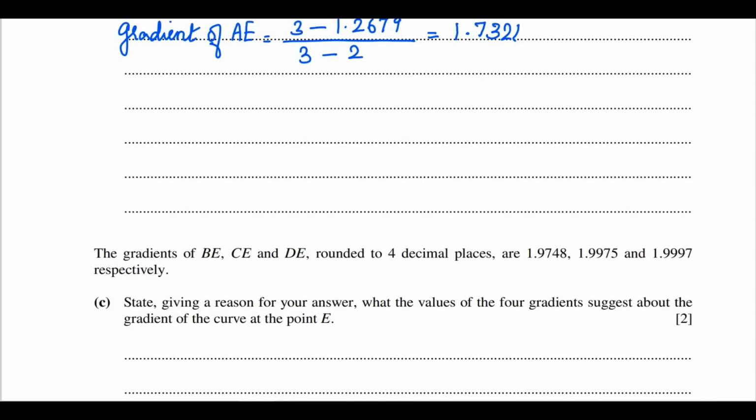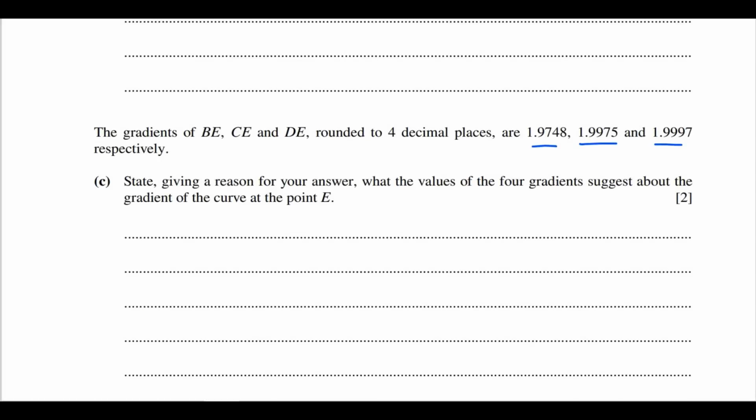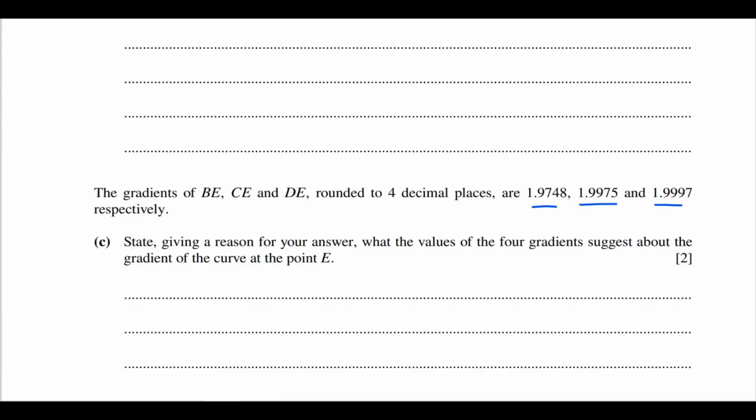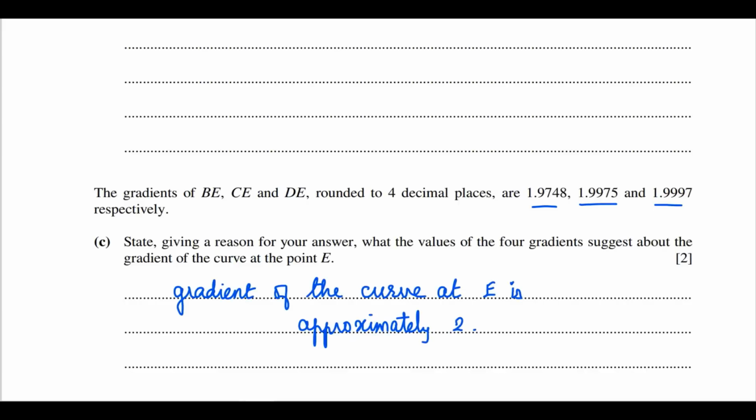Okay, so you can see all the 3 and A is also 1.73. Okay, when you round up, all are giving the answer 2. Okay, so it converges to 2. So gradient of the curve at the point is 2. So the gradient of the curve at E is approximately 2.